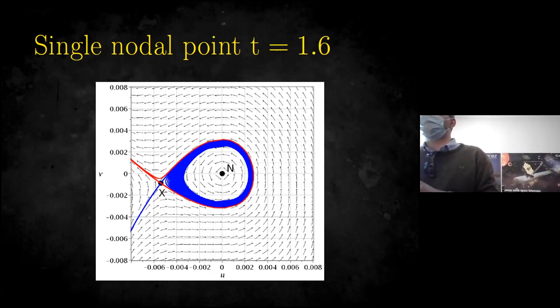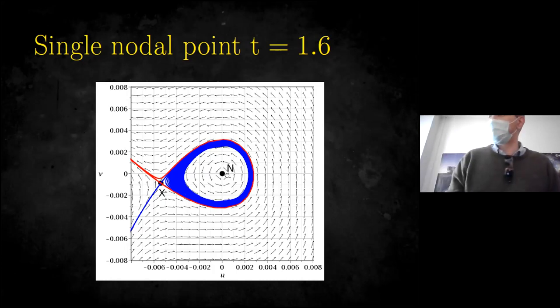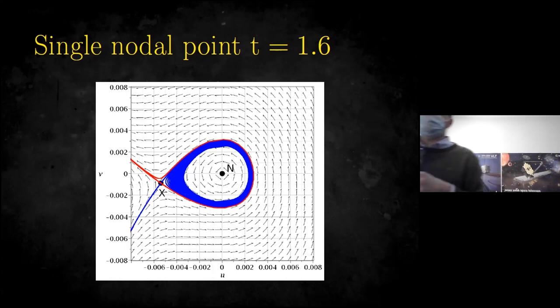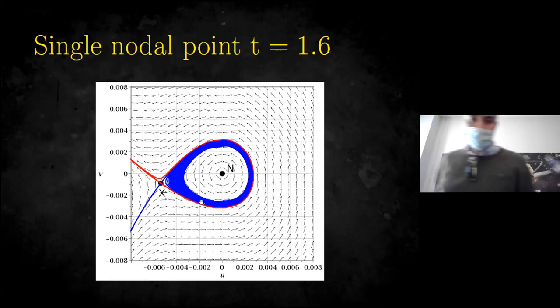What are U and V, the variables? U and V are the coordinates X minus X nodal. So these are positions of motion. Yes, this is a frozen system, at t = 1.6. And we try to see the very close region of the moving nodal point. This nodal point is moving with large velocity.